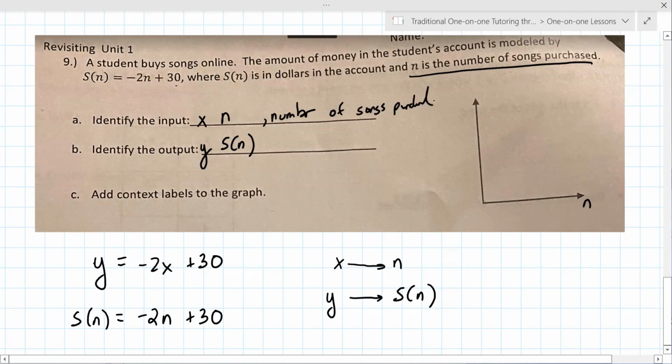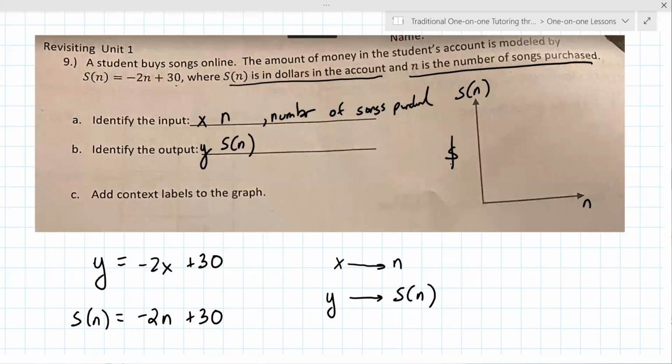Okay. The output is s parentheses n, or s of n. Again, they tell you that it's dollars in the account. So that's s of n. Sometimes they want you to label the units on there. All right. Things like that. Any questions on what we just did so far?